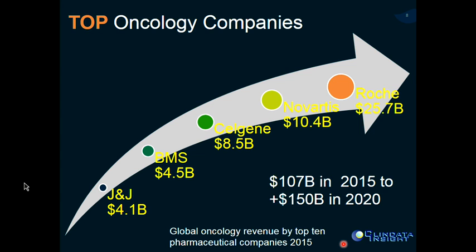Industry-wise, there is about $107 billion in oncology revenue, and it is expected to increase to $150 billion in year 2020. So basically, in the next 5 years, oncology revenue is going to increase about 50%.